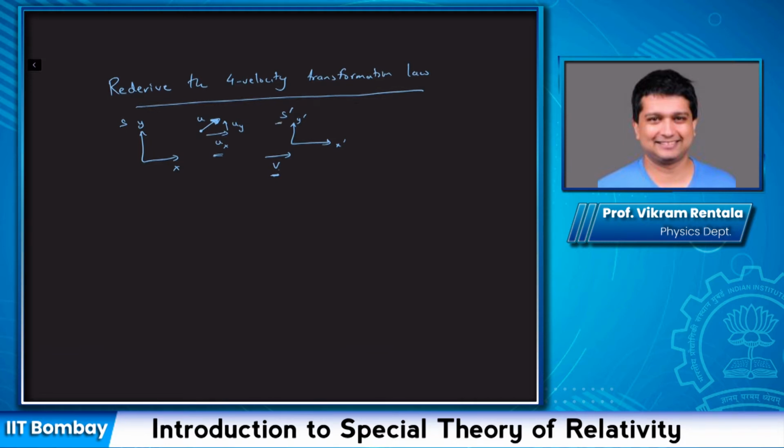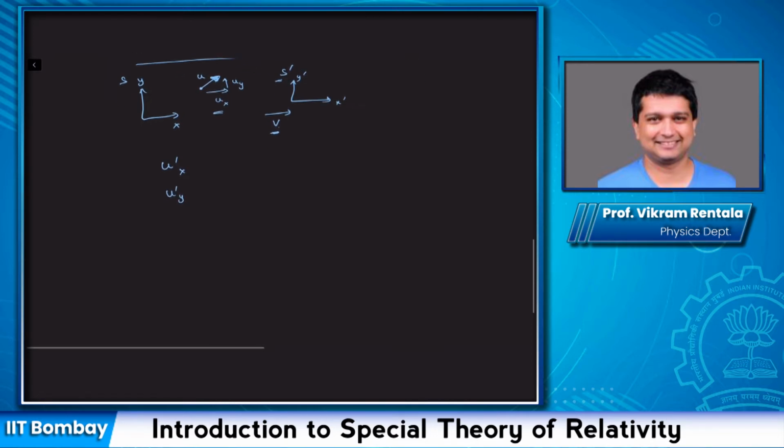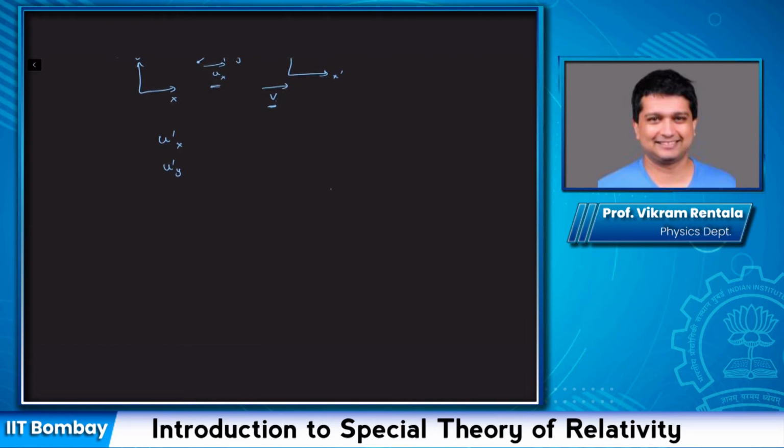So ux is parallel to the direction of relative motion between S and S prime, and uy is perpendicular to the direction of relative motion between S and S prime. Now, we saw that there's a complicated rule for how observer S prime would describe the velocity of the same particle, that is, how they would describe, let's say, u prime x and u prime y.